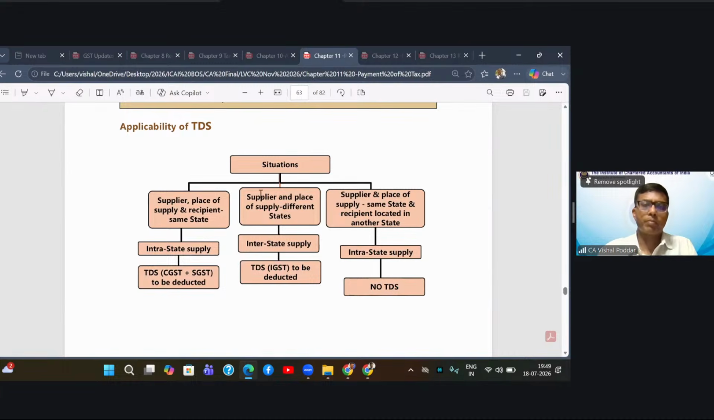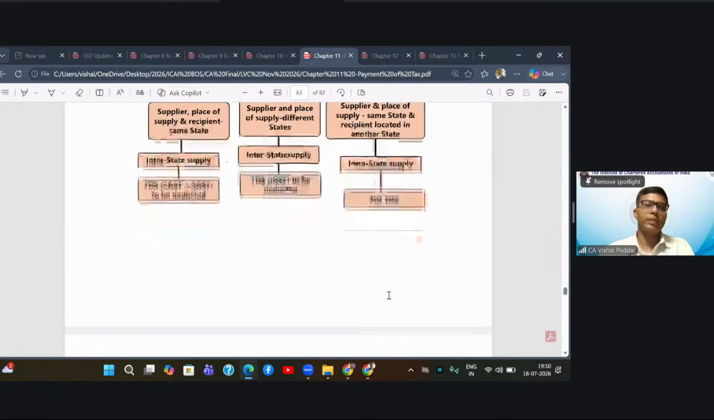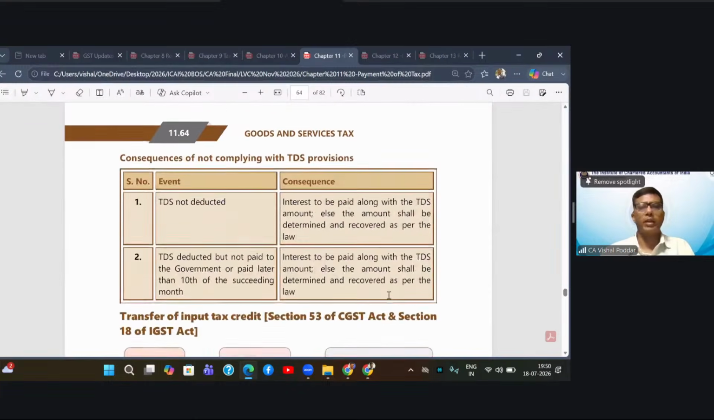If the supplier and place of supply are in different states, the supply is interstate, and TDS will be deducted at 2% IGST. If the supplier and place of supply are in the same state, but the recipient is in another state, it is an intrastate supply, and no TDS will be deducted. So wherever the place of supply is falling in any other state, TDS cannot be deducted.